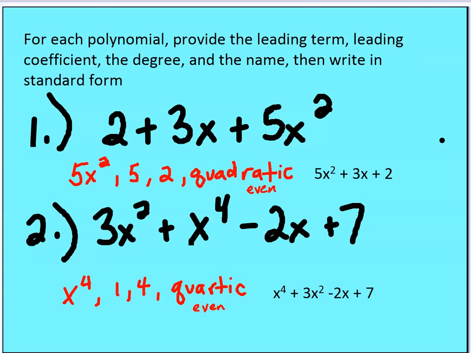All right, so the leading term, if I rewrite it in standard form, 5x squared plus 3x plus 2. 5x squared is the leading term. 5 is the leading coefficient. Degree is 2. It's a quadratic, and it's an even degree function. Next one, I'm going to rewrite in standard form, x to the fourth plus 3x squared minus 2x plus 7. My leading term is x to the fourth. My leading coefficient is 1. Fourth degree, this is a quartic polynomial, and the degree is even.